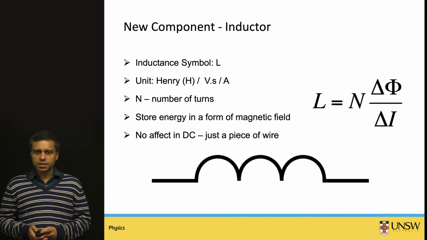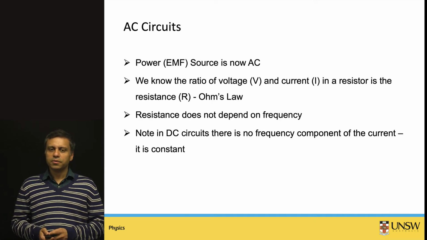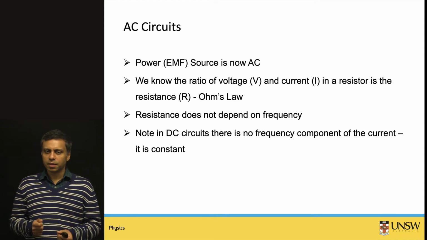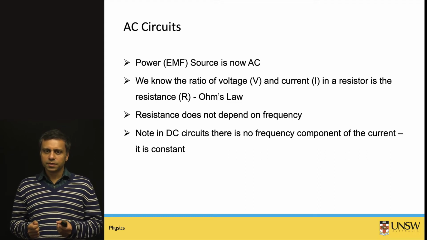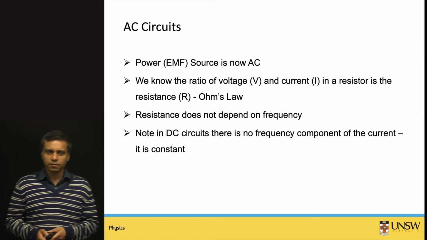So what are some of the features of the AC circuits? The power source is now AC and alternating, so it changes polarity between the two terminals in time. So one terminal is positive for some time, and then after some time that terminal becomes negative. So it's alternating between positive and negative over some time.